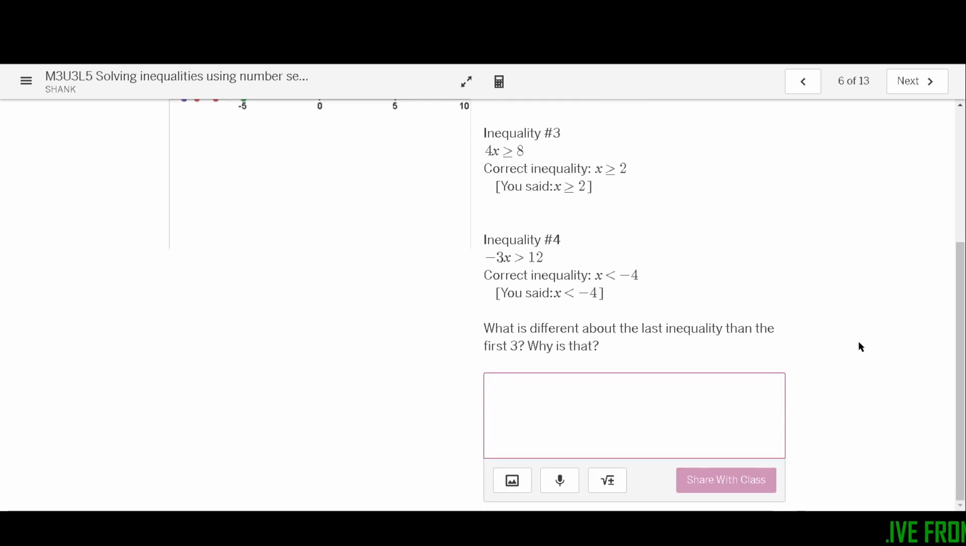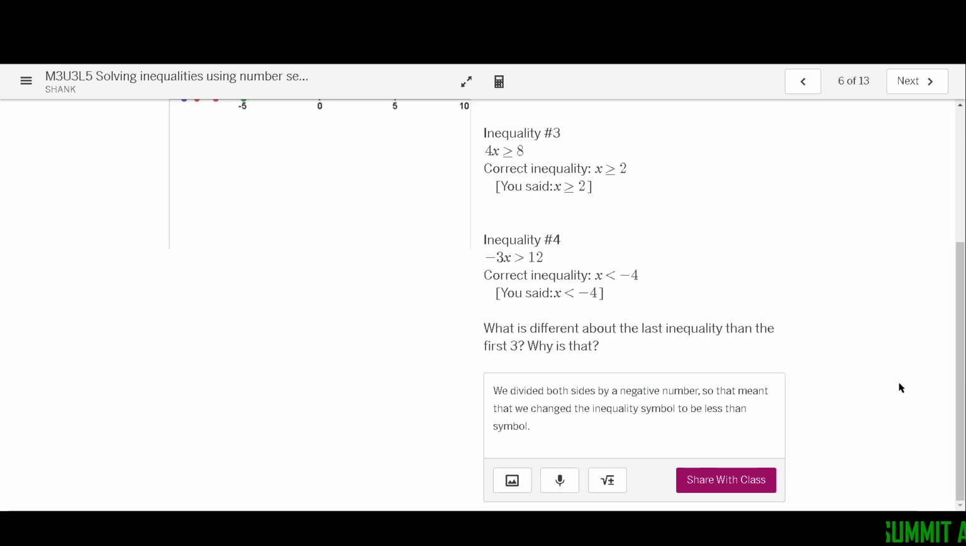So exactly what we're saying. We divided both sides by a negative number, so that meant that we changed the inequality symbol to be less than symbol. And when we say why is that, we can just say the same thing as before.